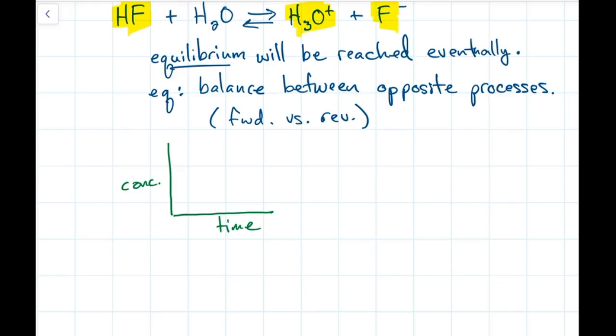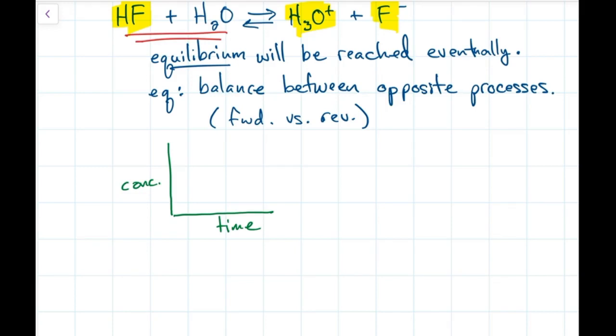But at first, if we were to compare products to reactants, which one would we have more of? At time equals 0, you would have all what? Right? At time equals 0, you would have 100% reactants, right? Because you haven't started the reaction yet.